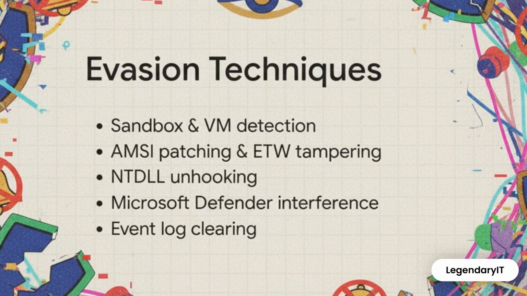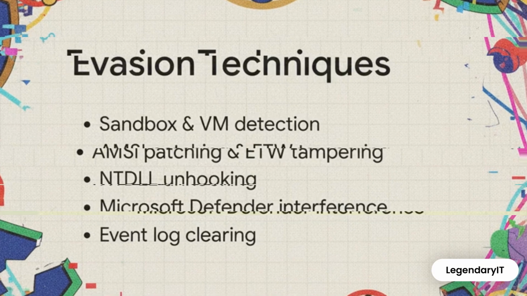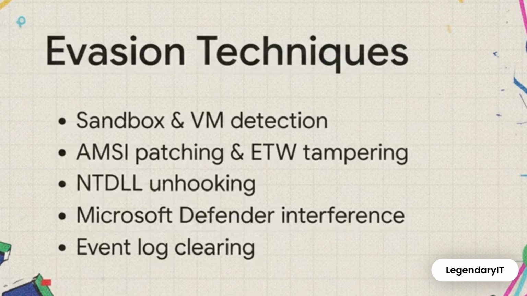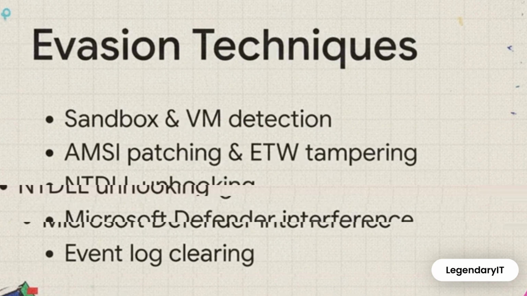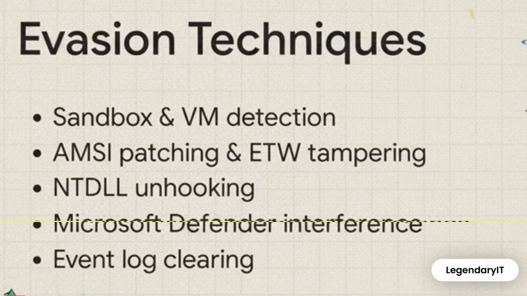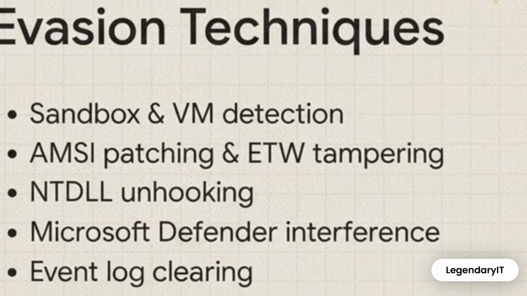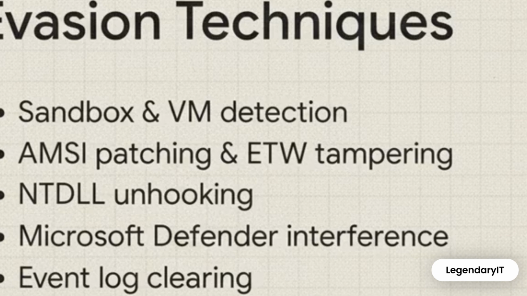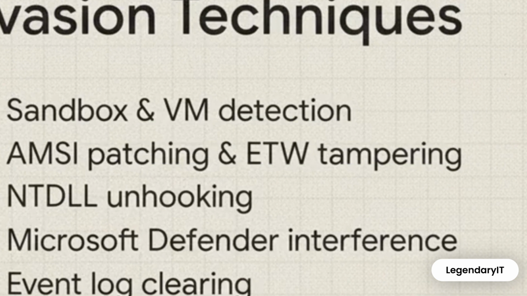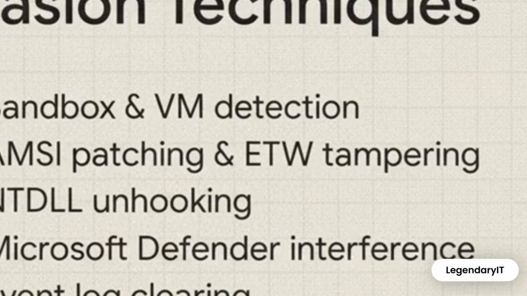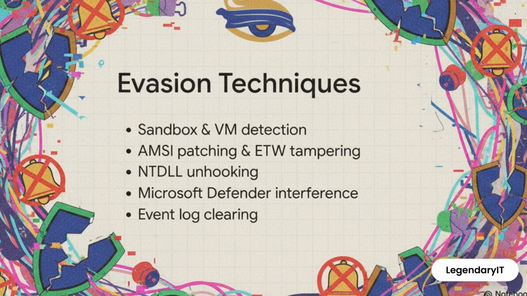It leverages sandbox and virtual machine detection to actively avoid analysis. It uses AMSI patching and ETW tampering to completely silence Windows telemetry. It literally interferes with Microsoft Defender and goes in and clears its own event logs. This level of sophistication proves the attackers have a deep, intricate understanding of Windows internals. They know exactly how enterprise detection systems work, and they know exactly how to turn them off.